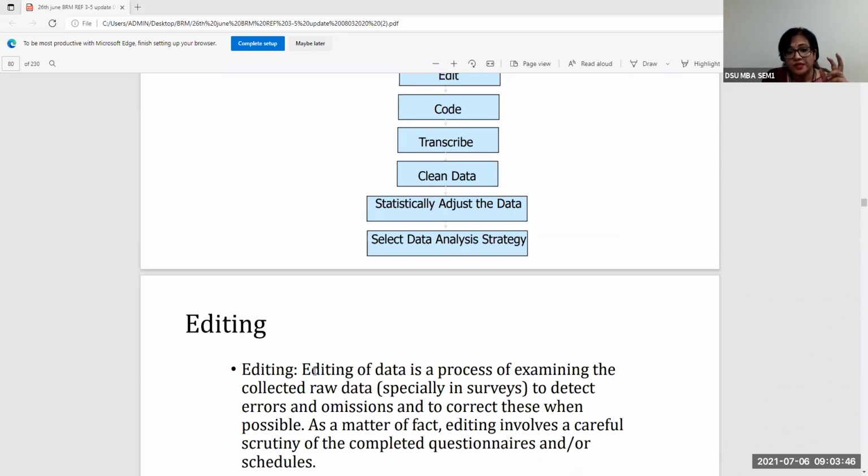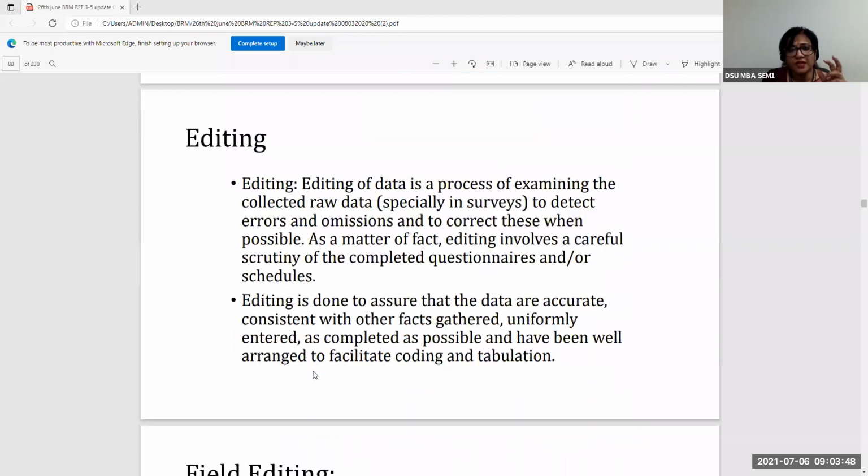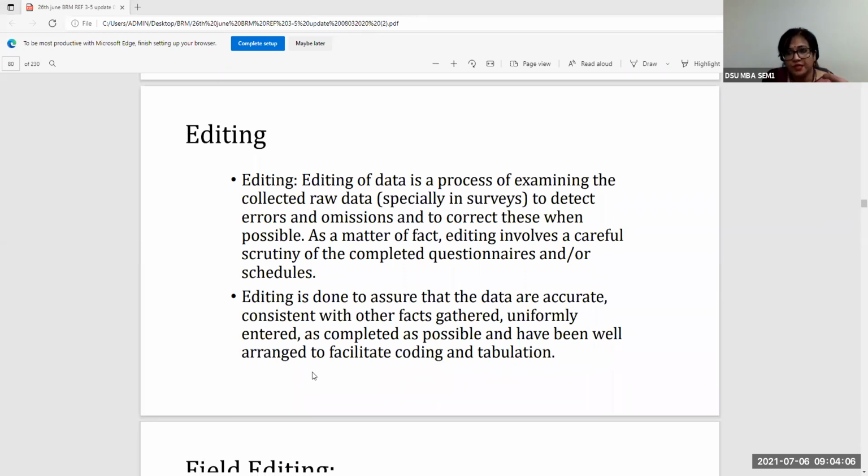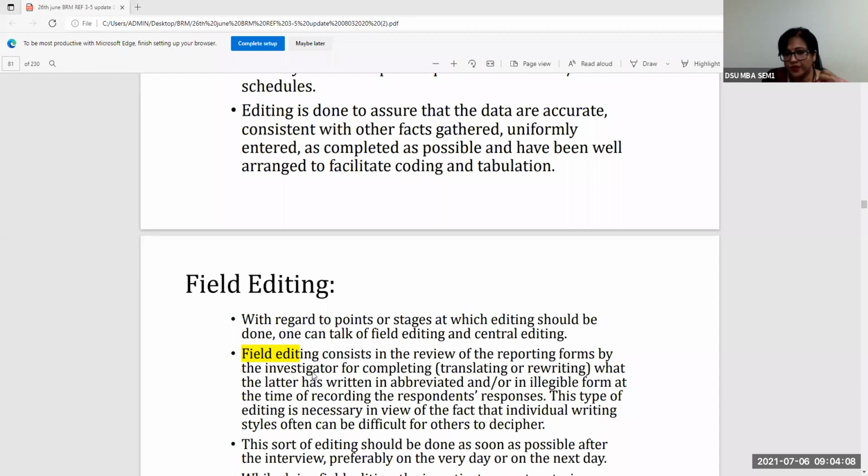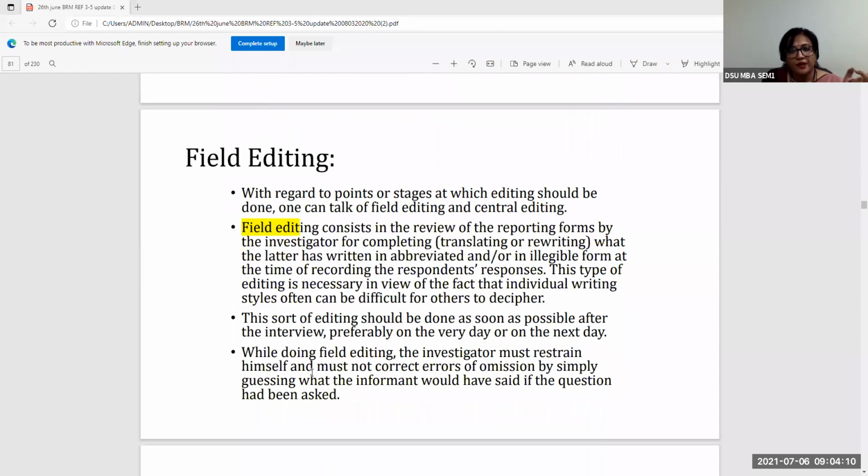And as you have seen before, the process of accounting for non-responses and missing responses, when dealing with the data or preparing the data for analysis, is part of editing. Editing of data is how you examine the raw data collected from the survey or the outcome of collection of the responses. And we said editing can be of two kinds: one is field editing and one is central editing.